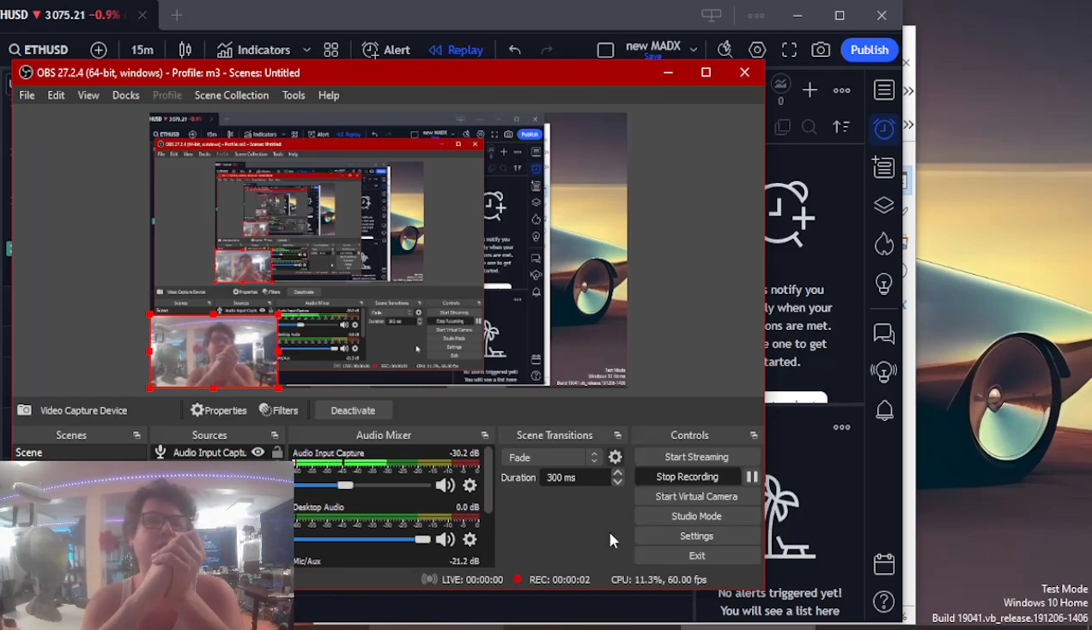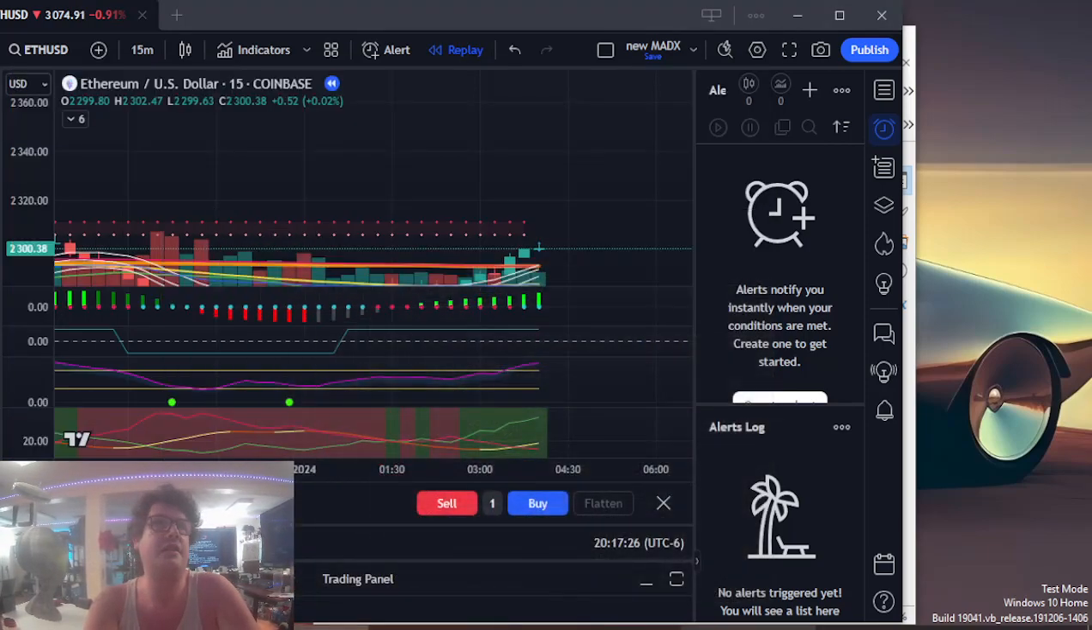Alright guys, we're going to do a little more practice trading. This one's going to be on the 15 minute with Ethereum. Let's make sure our volume levels are good here. Probably about there is good. Alright, and we're going to be using a system and I'll explain as it goes.